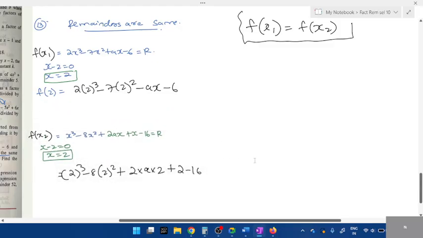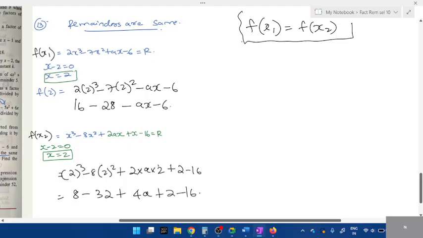Now, if I solve this, what am I getting? 2 cube is 8. 8 2s are 16 minus... what about this one? 7 4s are 28 minus 6. Next, 2 cube is 8. 2 square is 4. 8 4s are 32. What do you get here? If I multiply this, 2 2s are 4a plus 2 minus 16.